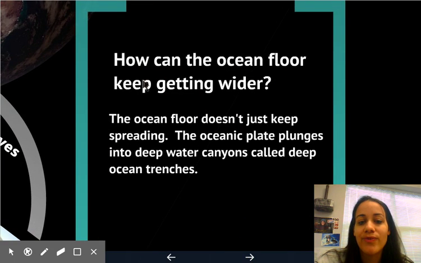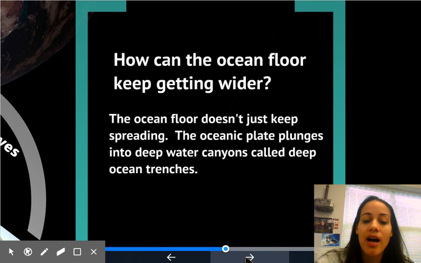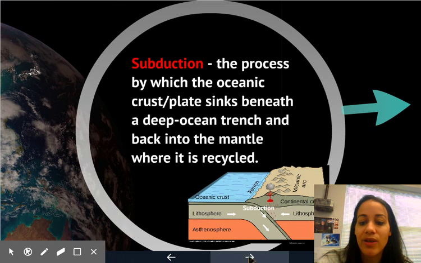So how can the ocean floor keep getting wider? The ocean floor doesn't just keep spreading. The oceanic plates plunge deep into the water columns in the ocean trenches. So we do have the recycling, like we were talking about, recycling of the ocean floor.